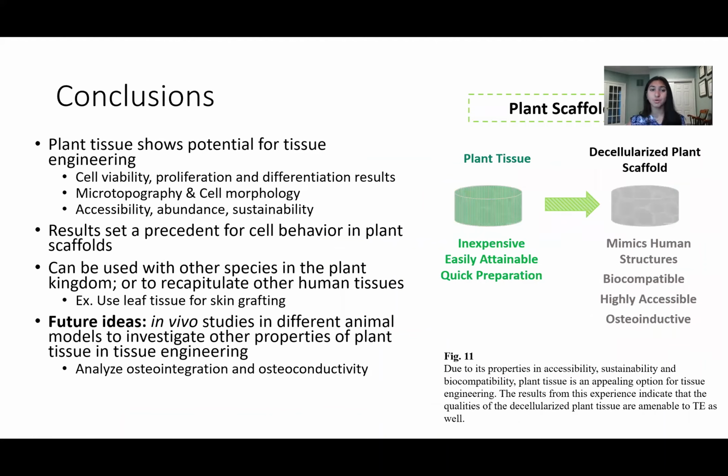So overall, what does this show? Well, this shows that plant tissue does have potential in tissue engineering. Additionally, because it's a novel material, these results set a precedent for cell behavior in plant scaffolds, so other researchers can leverage the biodiversity of the plant kingdom to look into other plant species for tissue engineering.